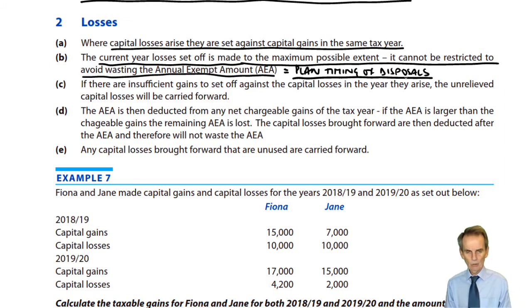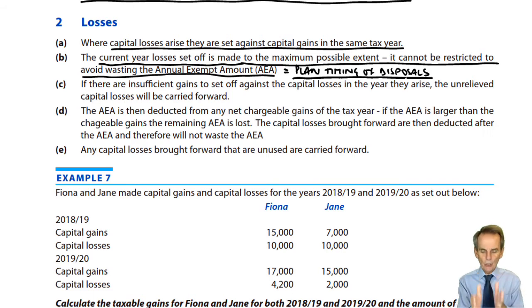But when it comes to capital gains tax, you decide when to dispose of an asset. Within reason, you decide when to dispose of an asset. And that therefore puts the power of planning rather more into your hands to take best advantage in terms of the timing of those disposals.